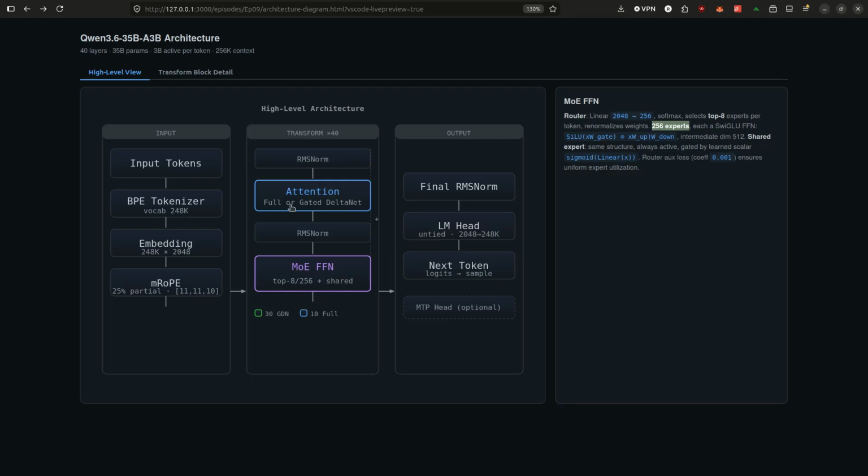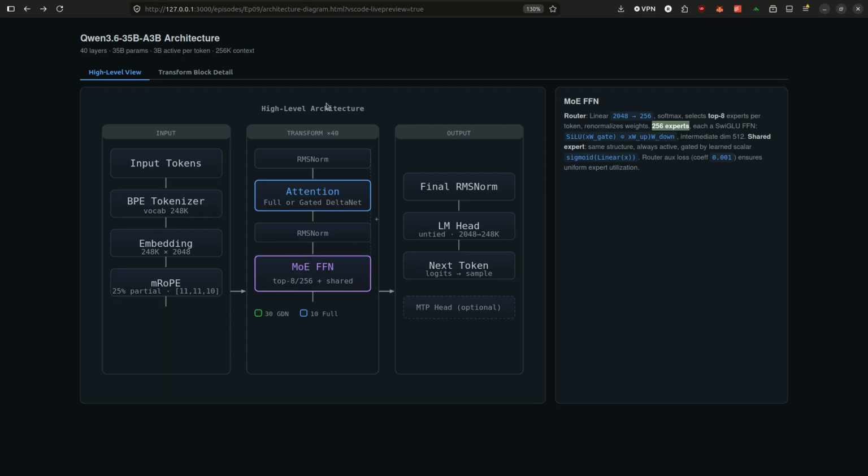And this passes through 40 such layers. So the first layer: gated delta net, 8 experts, RMS norm, goes through. Then RMS norm, gated delta net, RMS norm, top 8 experts. RMS norm, the third layer, RMS norm, gated delta net, RMS norm, top 8 experts.